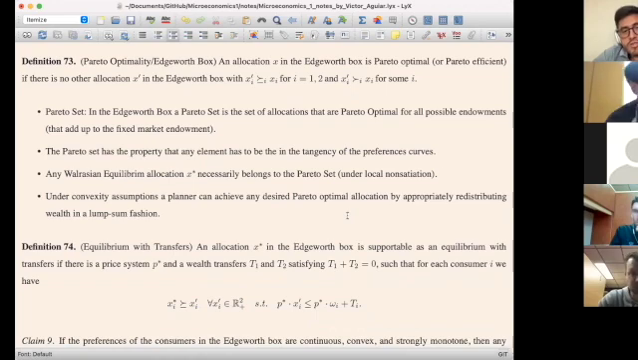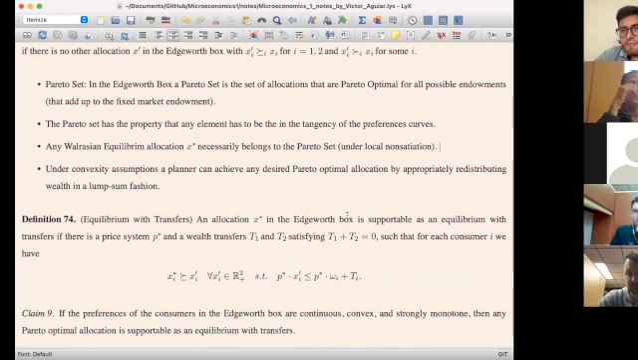So let's add this here so it's very clear. Under convexity assumptions, a planner can achieve any desired Pareto optimal allocation by appropriately redistributing wealth in a lump sum fashion. This is the second welfare theorem. Essentially, what I'm saying informally is that you can choose a Pareto allocation, and then you can redistribute endowments to achieve that Pareto allocation by means of just lump sum redistribution of endowments, okay?